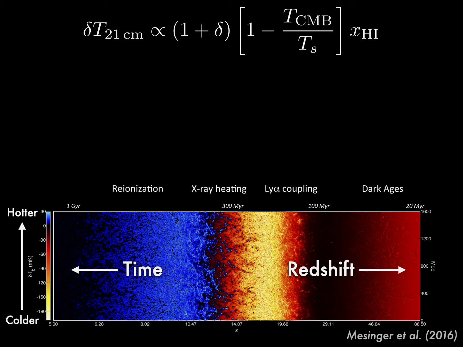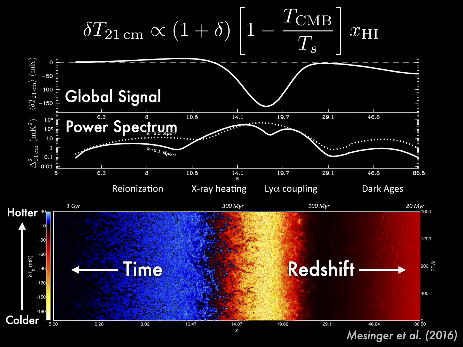So we can do simulations like this showing how the fluctuations and the global and the total signal vary as a function of position on the sky and as a function of redshift. And there are two statistics that are generally computed. One is the global signal, which is just the total sky average 21 centimeter signal, and the other is the power spectrum, which is the amplitude of fluctuations on different spatial scales. And those are both very interesting and can encode different parts of the physics, but together they could tell us a lot.